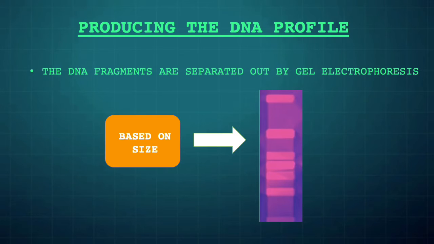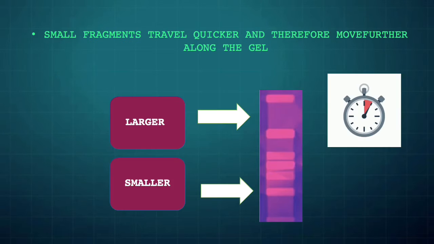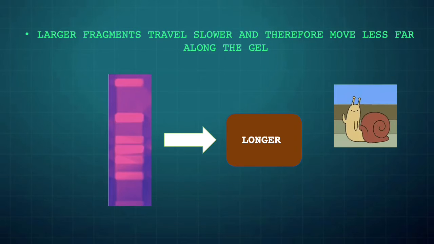The DNA fragments that we have made then get separated out by gel electrophoresis. Remember, this separates based on the size of the DNA fragments. If we started here, the smallest ones move further, the larger ones move less. Because small fragments travel quicker, they move further along the gel in a given amount of time. The larger ones travel a shorter distance, and vice versa. Larger fragments travel slower, and therefore they move less far along the gel.